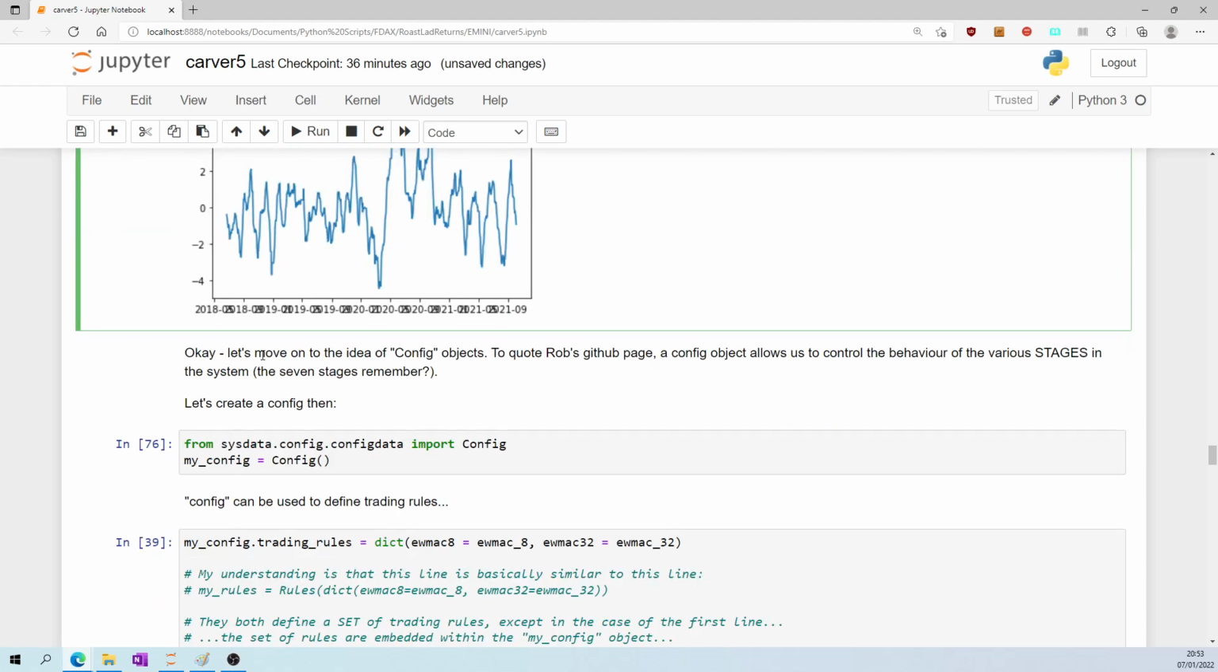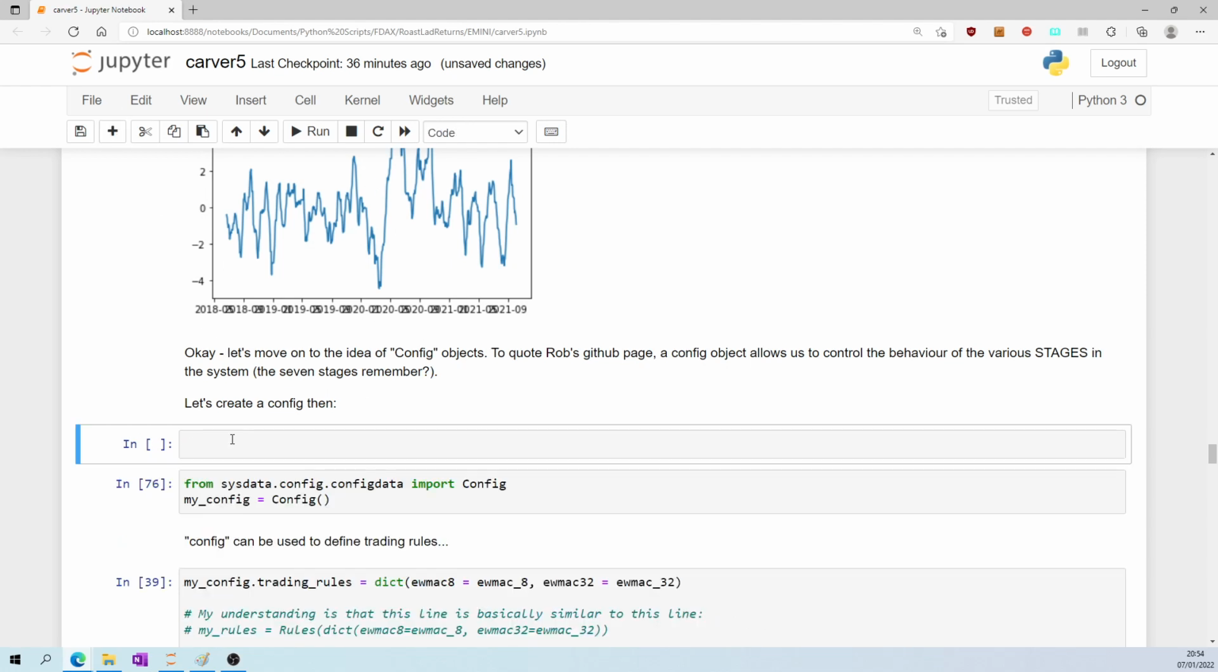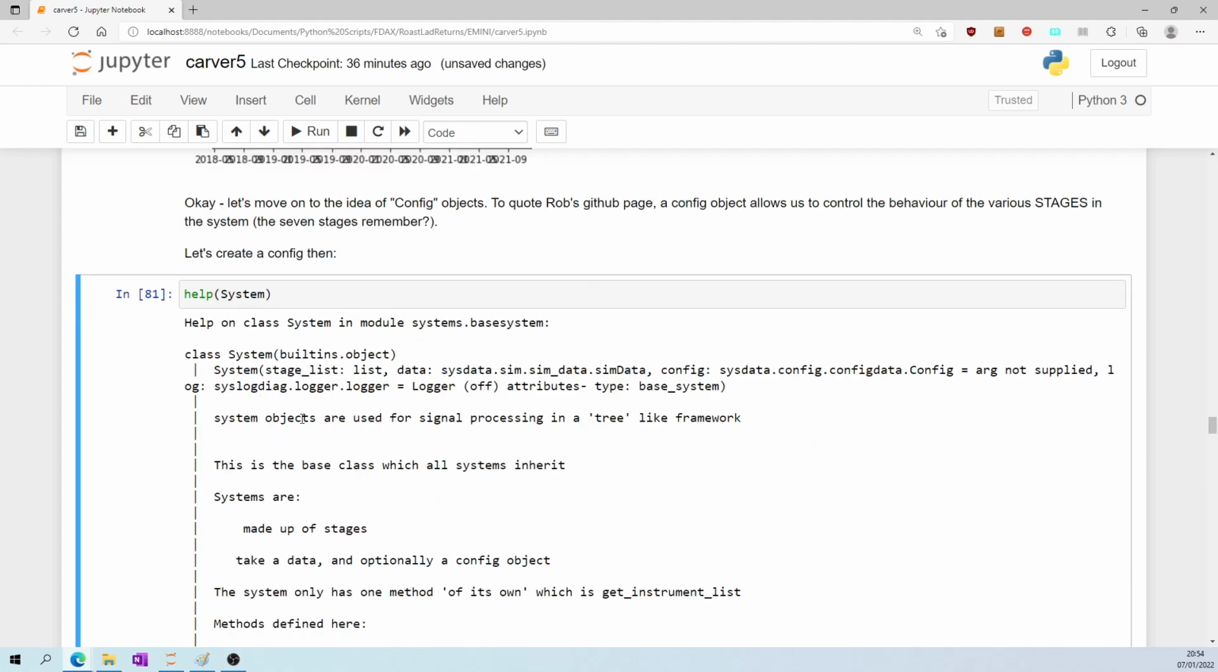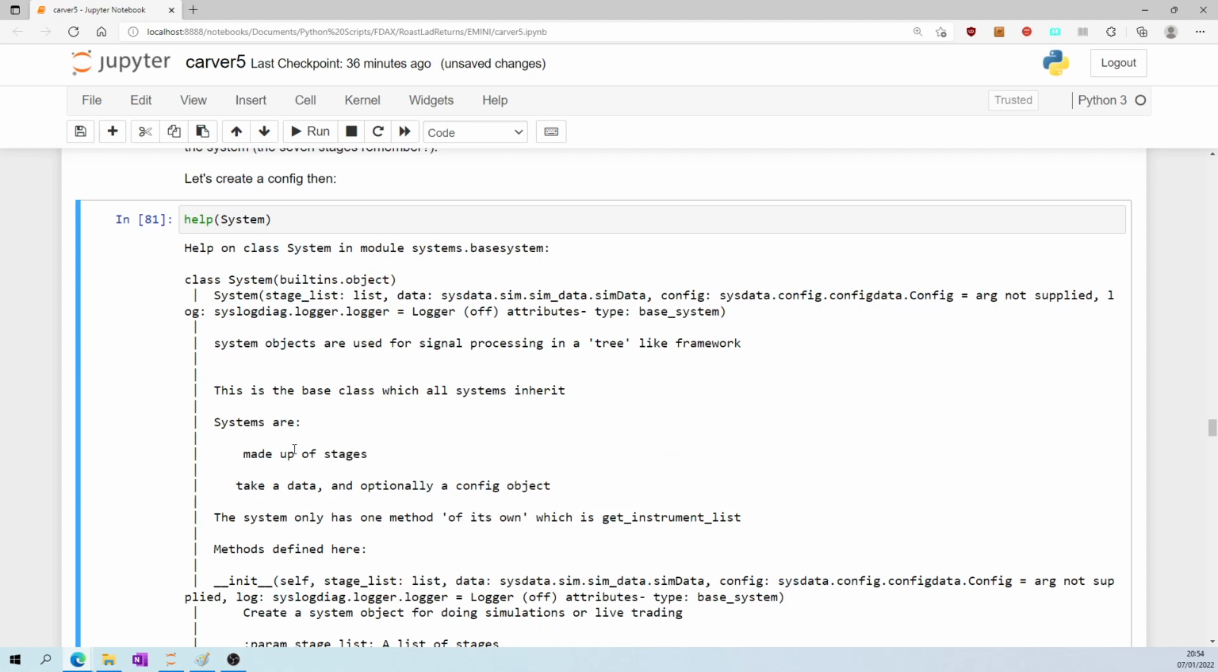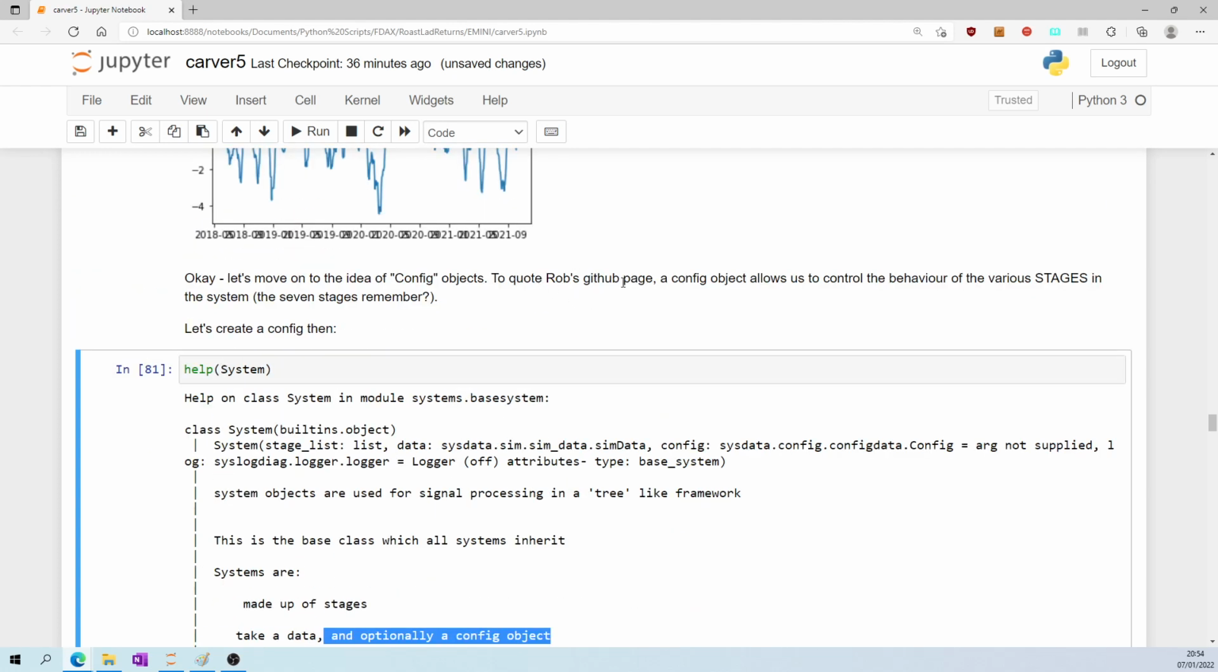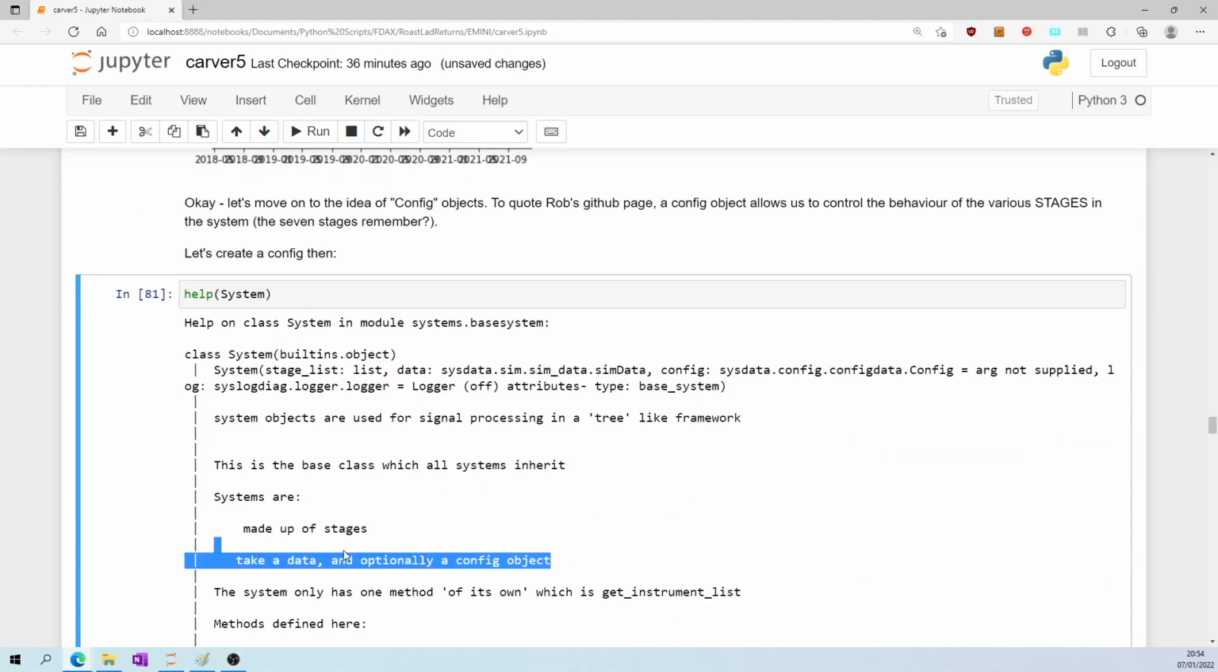Okay, let's move on now to the idea of config objects. To quote Rob's GitHub page, a config object allows us to control the behavior of the various stages in the system, meaning the 7 stages that I defined at the start of this video. And by the way, if I run help system, it does say here systems are made up of stages. They take data and optionally a config object. So at Rob's GitHub page, when it talks about config object, this is exactly what it's talking about here.